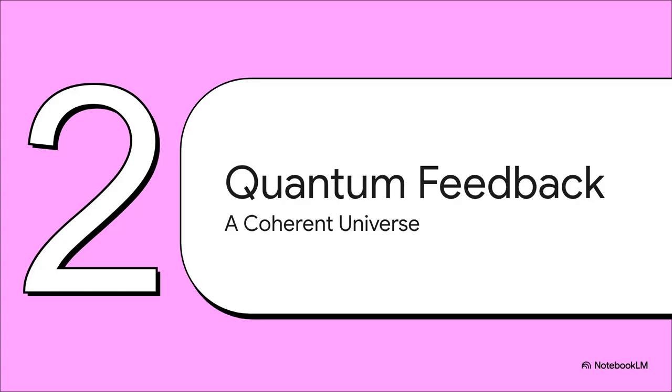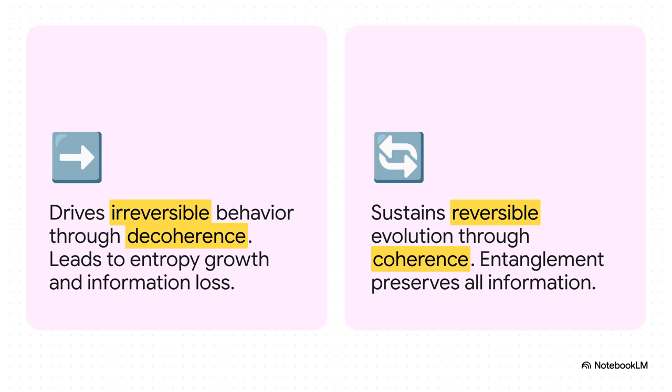Okay, so that's our world, but what about the quantum world? Now we're going deep into a place with a totally different set of rules, a place where feedback does the exact opposite. Instead of creating disorder, it actually maintains perfect order. And here's where it gets really interesting, because the contrast is just stark. You see, classical feedback drives things in one direction, towards disorder, towards losing information. But quantum feedback, it's all about preservation. It sustains a reversible, coherent state where every last bit of information is perfectly kept.